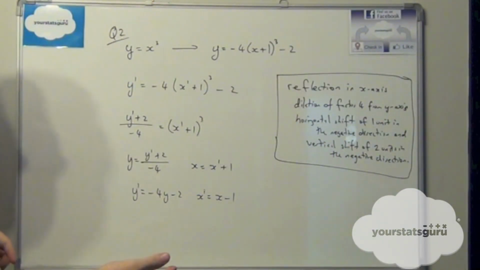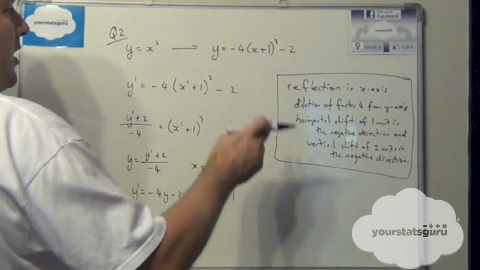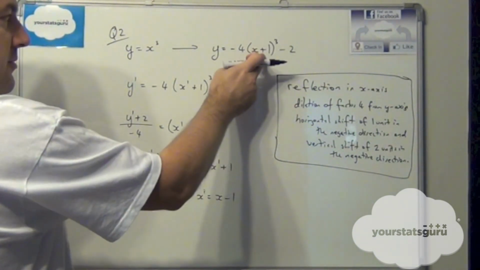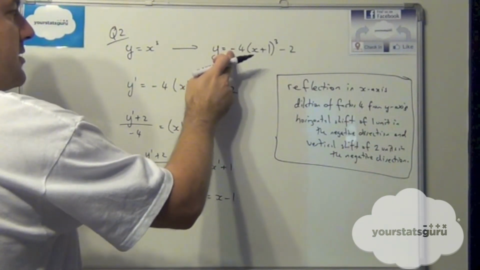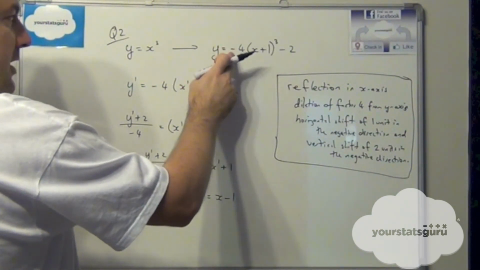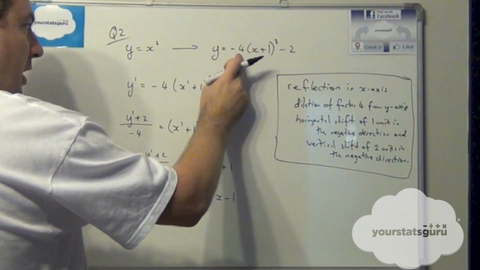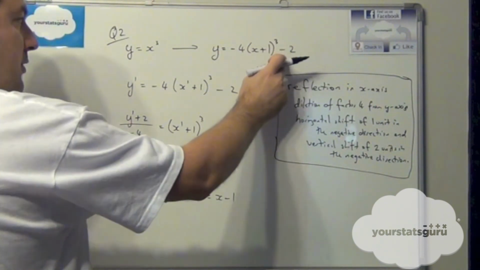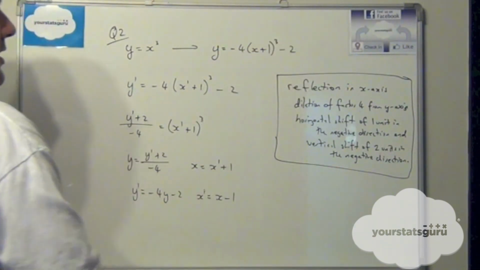And as you can clearly see, the answer I gave earlier gives you exactly the same thing. A horizontal shift of 1 unit in the negative direction, that's what that tells me. A reflection in the y-axis, sorry, in the x-axis is what that tells me. A dilation of factor 4 from the y-axis is what that tells me. And a vertical shift of 2 units in the negative direction is what that tells me.